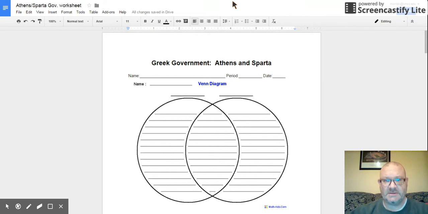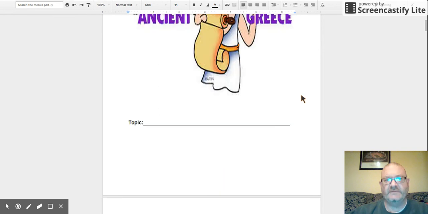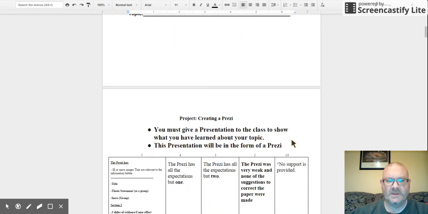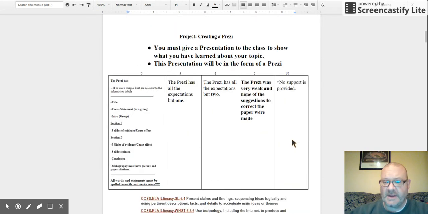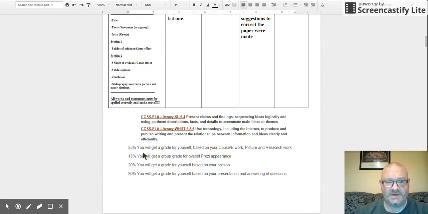Okay, so let me get you to your project packet. All right, here we are in the project packet. And with the project packet, with your group of 3 or 4, you're going to write down your name. So let's just keep with the theme of government. You're going to write down Greek government. You're going to be making a Prezi with your group. Okay, and here's the breakdown of what you're going to need.